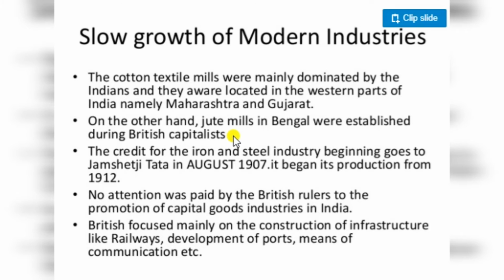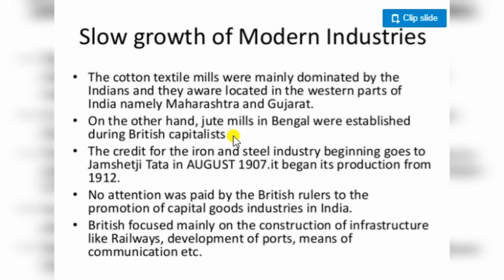There was a slow growth of modern industries, as the cotton textile mills were mainly dominated by Indians, and they were located in different parts of India. On the other hand, jute mills in Bengal as well as various textile industries were set up.